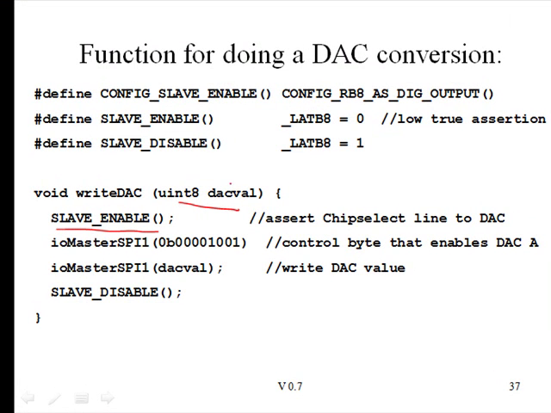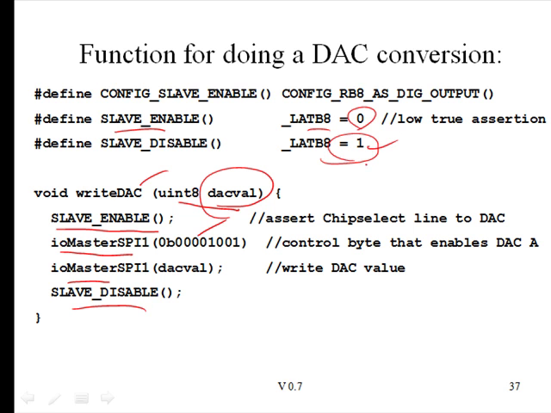To write a byte to the DAC to be converted, all we're going to do is enable this chip select. In our example, we're going to have RB8 tied to the chip select of the DAC, and it's a low true chip select. So this macro slave enable will bring the RB8 output to a low, enabling the device. Then we'll use the IO master SPI function to write a 9 to the DAC. We'll then write the value to be converted, which is actually passed in as a parameter to this write DAC function. And then we'll disable the DAC by bringing its chip select line back to a 1.